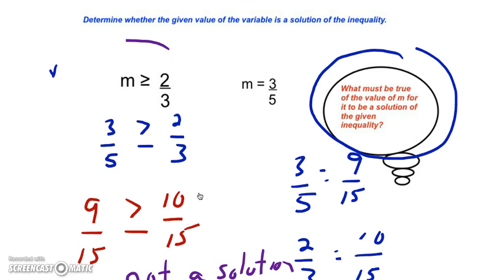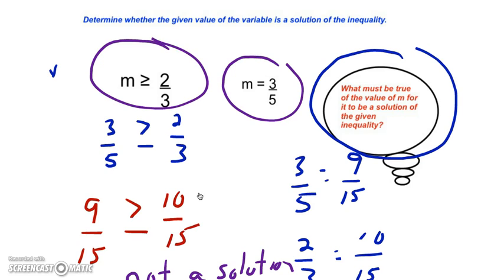So what we're doing is taking an inequality, substituting a value, and determining whether or not that value is a solution of the inequality. If it's a solution, it has to make the number sentence true. Let's look at a couple more examples.